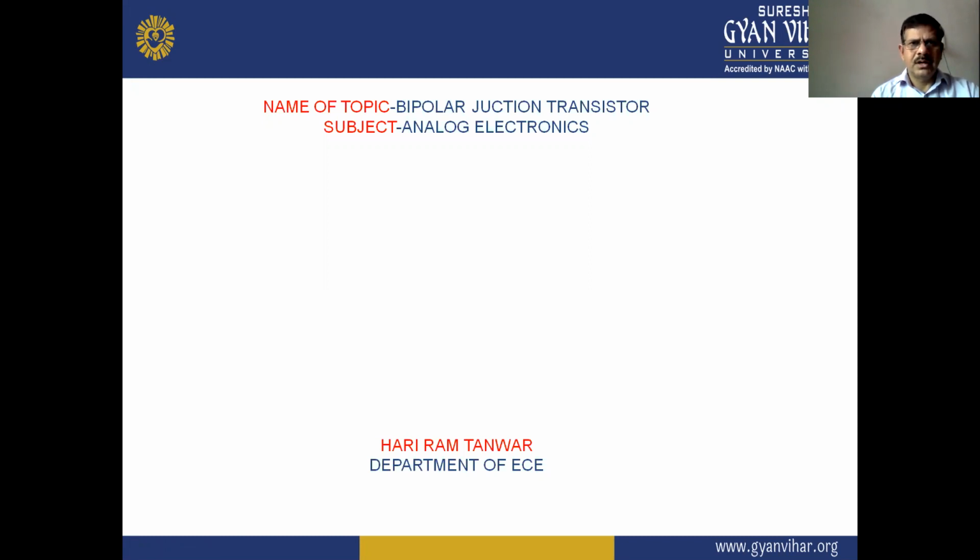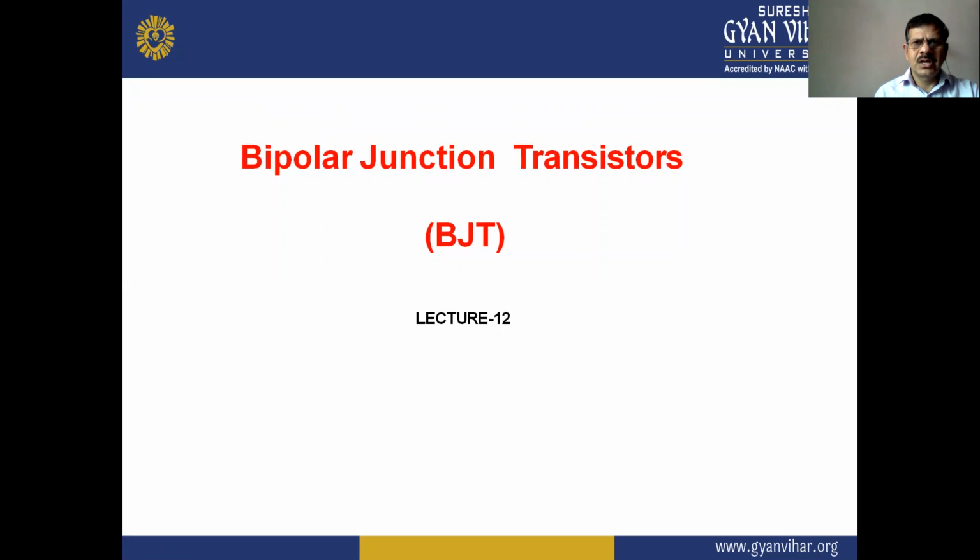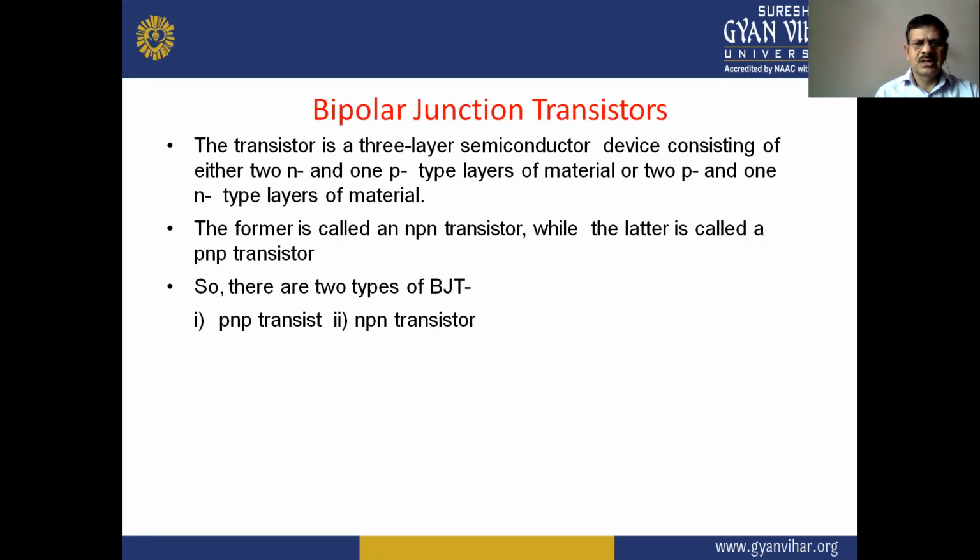Today we will discuss the bipolar junction transistor, that is the BJT, a subject of analog electronics. The bipolar junction transistor, or BJT, is a very important device in the field of electronics and communication engineering. The BJT is basically a three-layer semiconductor device.